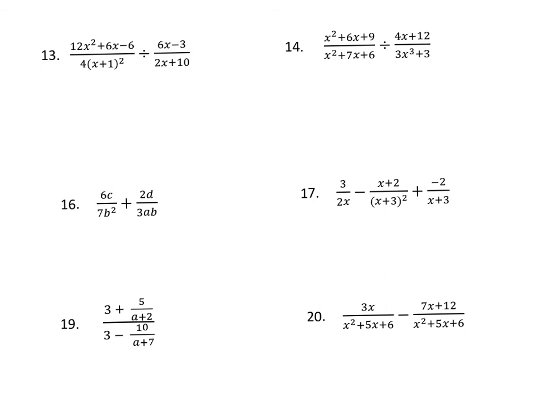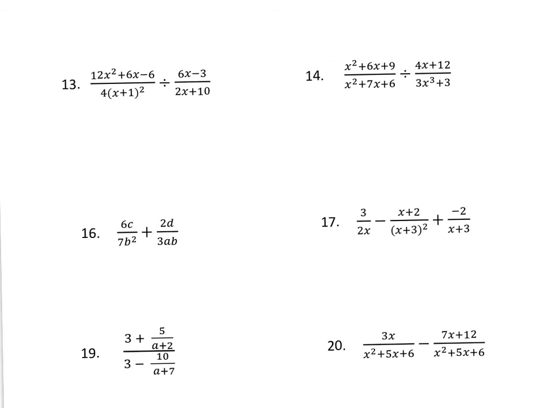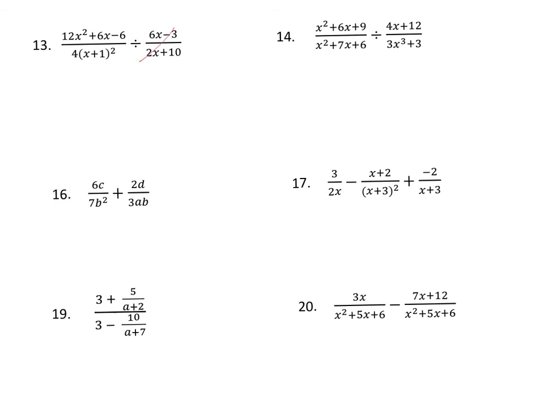Okay, let's look at number 13. How does division differ from multiplication? We multiply by the reciprocal. That's how we divide fractions. So we're going to flip this fraction. This is going to become times 2x plus 10 over 6x minus 3.